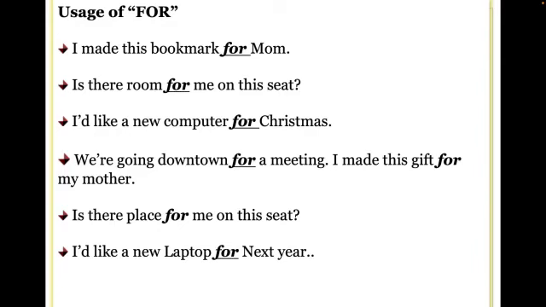So again, we can see we have objects of the preposition. We've got nouns again at the ends of the sentences, and you're specifically pointing out who or what. I made this bookmark for whom? For Mom. I'd like a new computer for what? For Christmas.